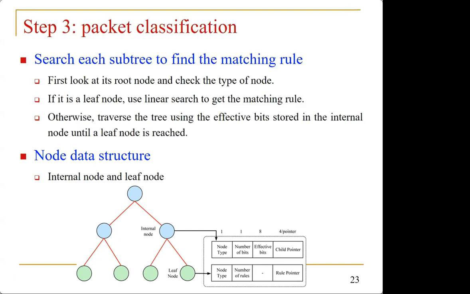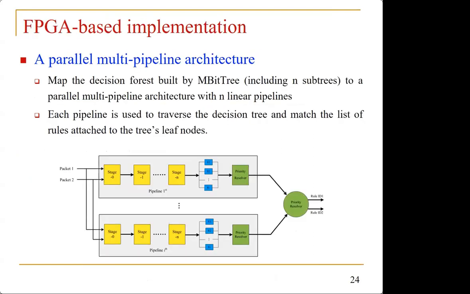The leaf node uses 1 byte for the number of rules covered by the leaf node. Both the internal nodes and the leaf nodes use 4 bytes to store a pointer. To achieve high throughput, we map the decision tree built by MBitTree to a parallel multi-pipeline architecture with n linear pipelines, and each pipeline is used to traverse the decision tree and match the list of rules attached to the tree's leaf nodes.